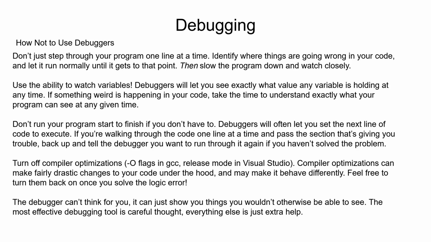And because these differences can compound, if your compiler optimization is particularly aggressive, what you're seeing in the debugger may not actually be what code is running. So you do want to turn those off. Turn them back on once you've solved the logic error. If your logic is right, turning on the optimizations shouldn't change the output at all.